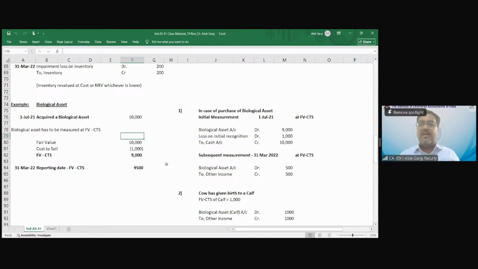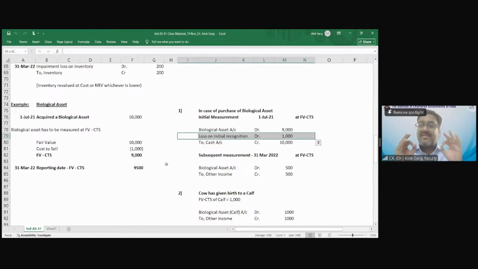Assuming cost to sell is 1,000 rupees. So what is my fair value less cost to sell? 9,000 rupees. So in case of purchase of a biological asset, when the company does the initial measurement on 1st July 2021, it has to be initially measured at fair value less cost to sell. So what is the accounting entry? Biological asset account debit at fair value less cost to sell, 9,000 rupees, to cash account, 10,000 rupees, because the company has paid cash of 10,000 rupees. So where will the difference of 1,000 go? The difference of 1,000 will go to loss on initial recognition.